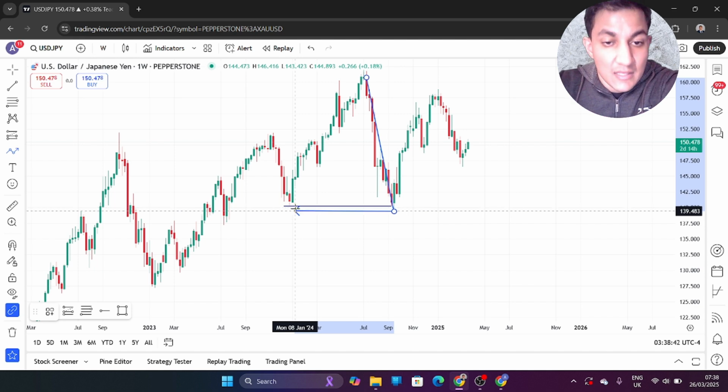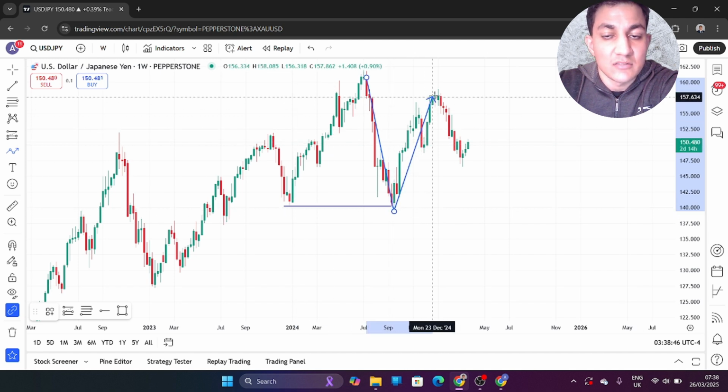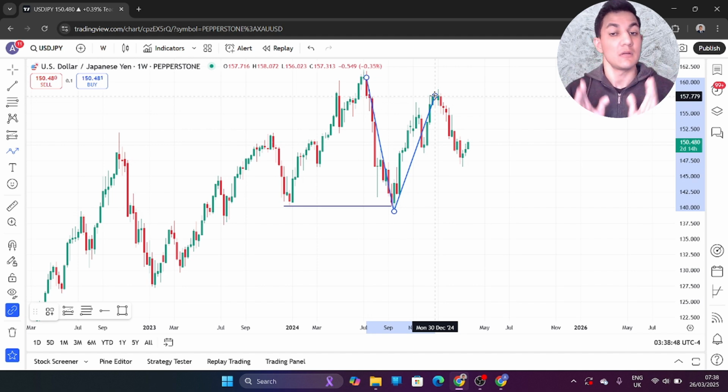And at this low here, lots of liquidity. Price comes down, it wicks out this low, and instantly starts reversing. That right there is a very bullish sign.